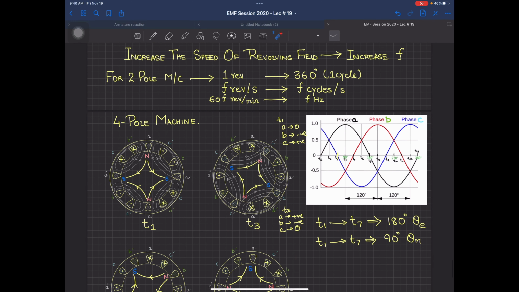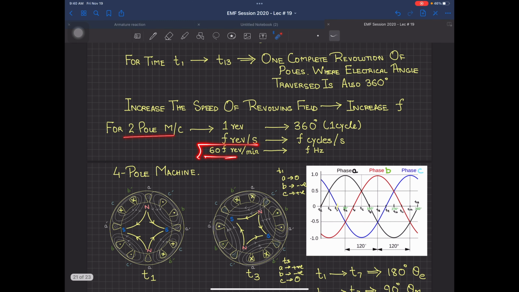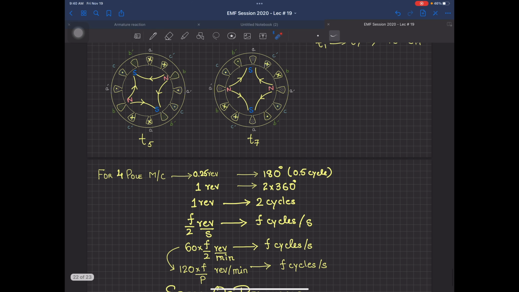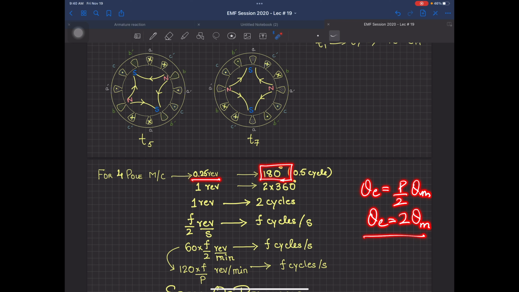Now, we have to use these two cases. One is 2 pole, other one is 4 pole. For 2 pole, we found out the speed was 60 F. Now for the 4 pole machine, for 180 electrical degrees, you are only getting 0.25 of the revolution, which is actually 90 degrees, because you are getting half of it. Theta electrical is equal to P by 2 times theta mechanical, and P is equal to 4. So theta electrical is equal to 2 times theta mechanical. This is a 4 pole machine.